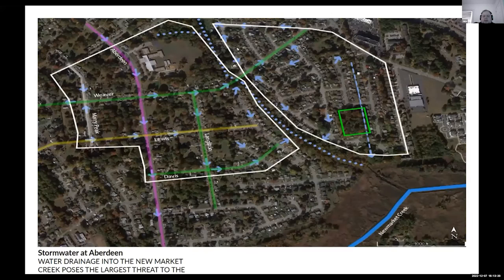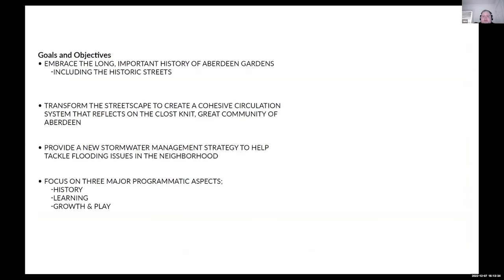This map drawn here kind of shows how water flows, so that dotted line is the creeks, Aberdeen Creek. And then these dashed lines and arrows kind of show how water flows to certain areas and then moves along these streets.